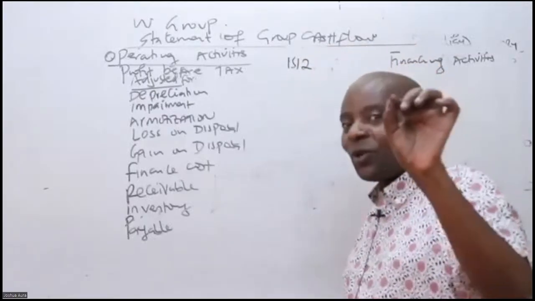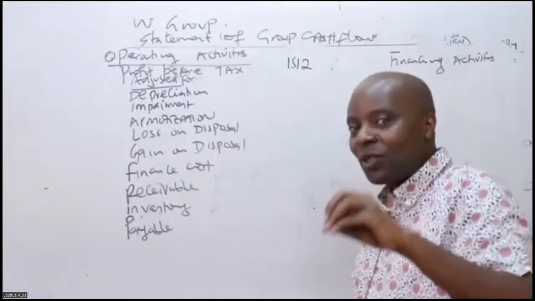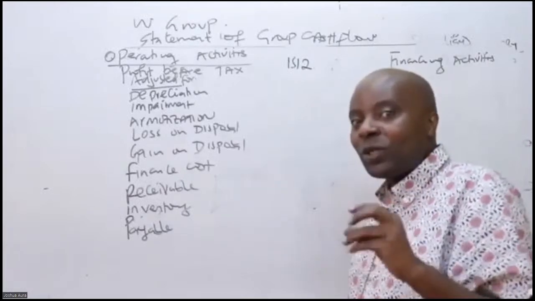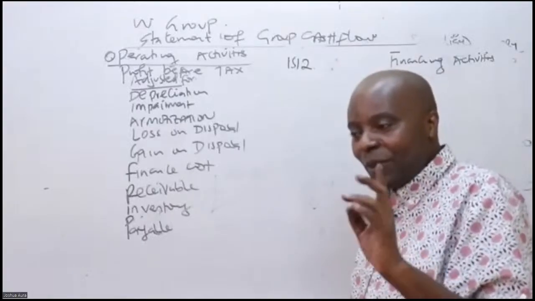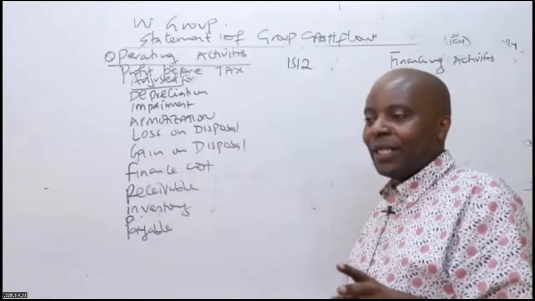So once you read the word continuing, you should be able to know there is a discontinuing. Even when you are told that there was a disposal, you should know that whenever there is a disposal, there must be a discontinued operation. Thank you very much. 15, 12.